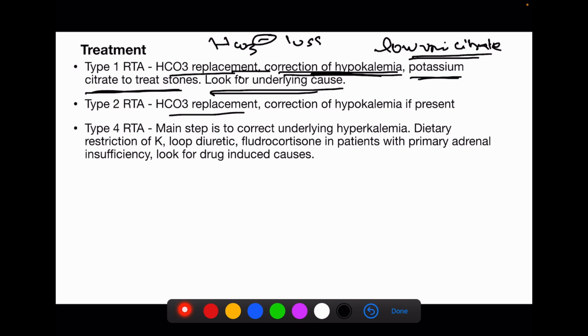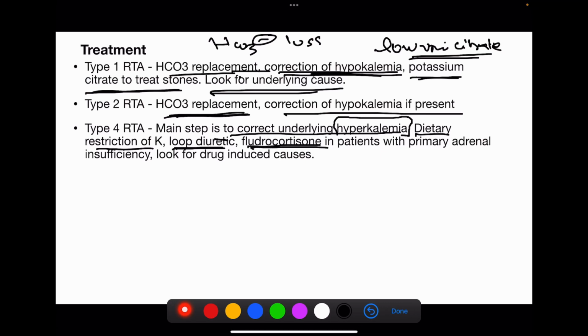So for type 2 RTA also, the cornerstone of treatment is bicarbonate replacement and correction of hypokalemia if present. And for type 4 RTA, as I told before in the previous slide, the main step is to correct the underlying hyperkalemia. So it is hyperkalemia here, which is the main problem, which is impairing ammonia generation and also causing all the features associated with type 4 RTA. So for that, what you do is dietary restriction of potassium, loop diuretics to get rid of the potassium, and fludrocortisone. Fludrocortisone is a mineralocorticoid. You give that in patients with hypoaldosteronism.